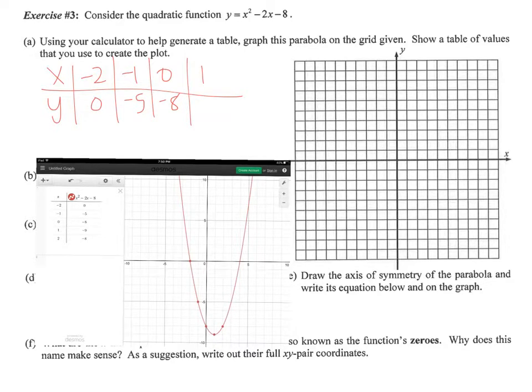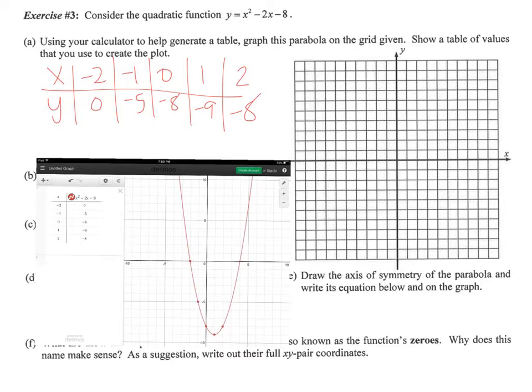When x is 1, y is negative 9. And when x is 2, y is negative 8. I would typically try to find as many as I can to show symmetry. But this one, it automatically goes from negative 2 through 2. And we can graph this as is.